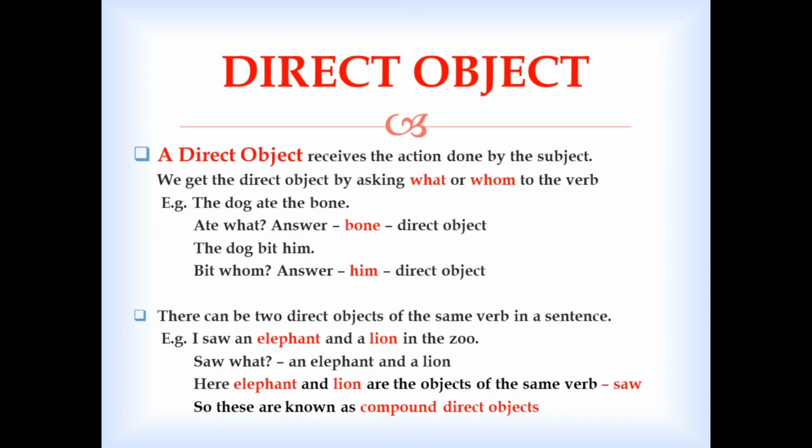There can be two direct objects of the same verb in a sentence. For example, I saw an elephant and a lion in the zoo. I saw what? Answer is an elephant and a lion. Here, elephant and lion are the objects of the same verb saw. So, these are known as compound direct objects.